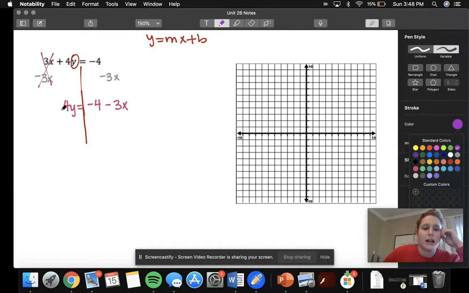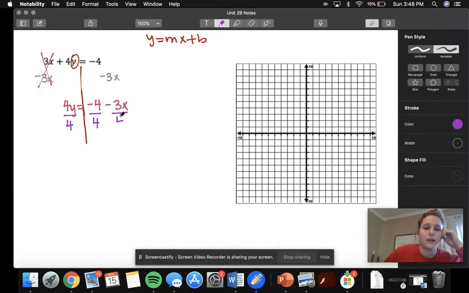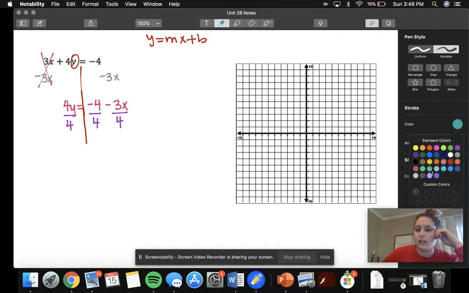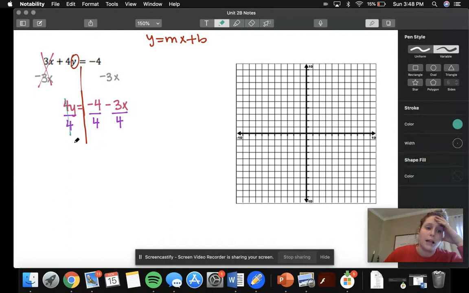Now I have this 4, and I need the 4 to disappear, so I'm going to divide by 4. Divide by 4, divide by 4. Again, I'm making sure that I divide everything by 4. 4 over 4 is a 1y. Then we have negative 4 over 4, which is negative 1. And then we have negative 3x divided by 4, which again, this is our slope.